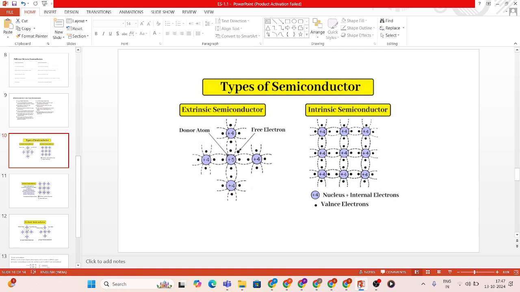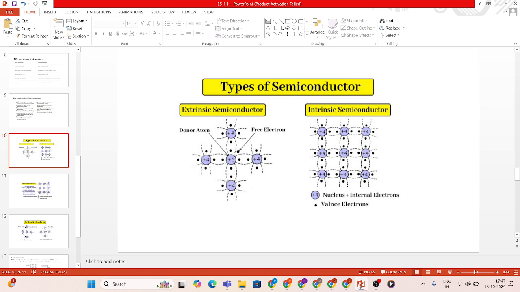Intrinsic semiconductor is an extremely pure form of semiconductor and it has some properties: electrons and holes are solely created by thermal excitation, the number of free electrons equals the number of holes, and the conduction capacity is small at room temperature. These are the properties of intrinsic semiconductor.